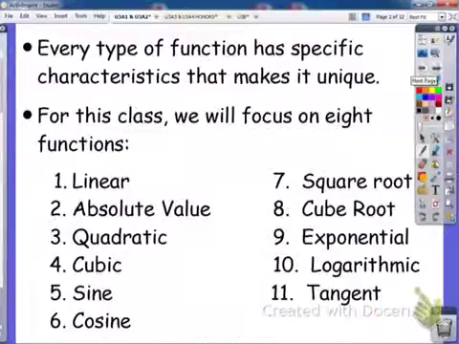Every type of function has specific characteristics that make it unique, and for this lesson, we're focusing on these functions: linear, absolute value, quadratic, cubic, sine, cosine, square root, exponential, logarithmic, and tangent functions. So let's jump into it.